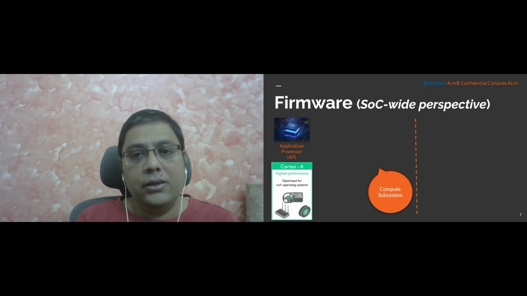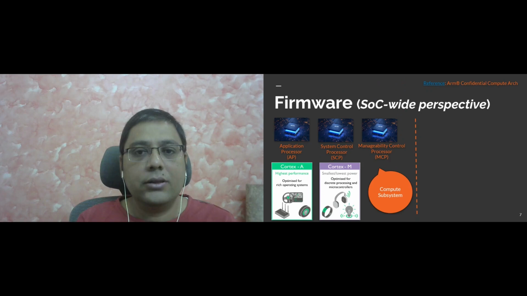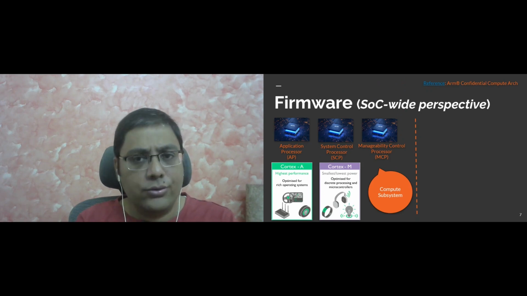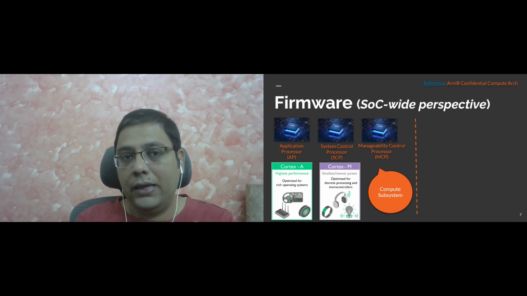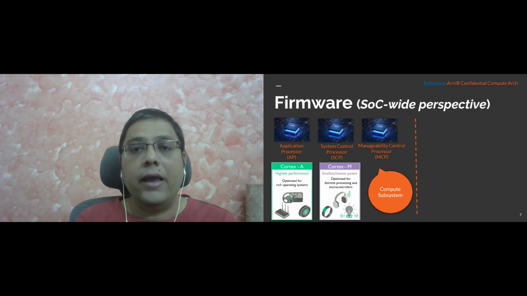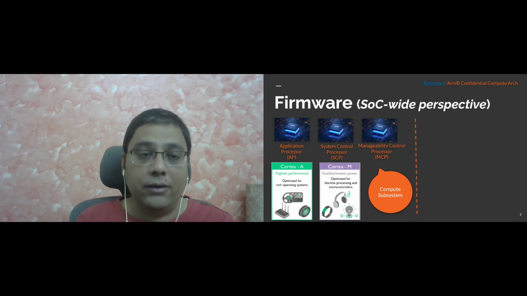Here, we can see the compute subsystem on the left, which usually comprises of a Cortex-A application core or cores, and the Cortex-M core or cores, which are usually DSPs or coprocessors. So while the bulk of the compute work is done by the application processor, the coprocessors such as the SCP and MCP in this diagram are responsible for power management and baseboard management control functionality, respectively.